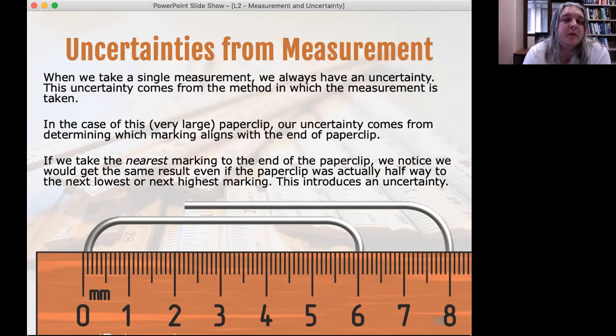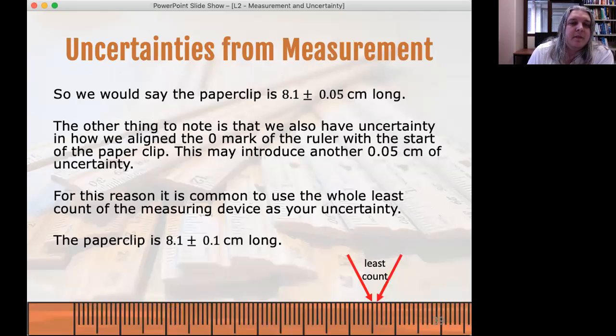That tells you that central value, that central result. So if we just read off this, it looks like it's about 8.1 centimeters or 81 millimeters. But when we took that reading, we just said, well, the 8.1 is the closest line to the end of the paperclip. It might not have lined up exactly, but it was the closest one, so we're just going to go with that.